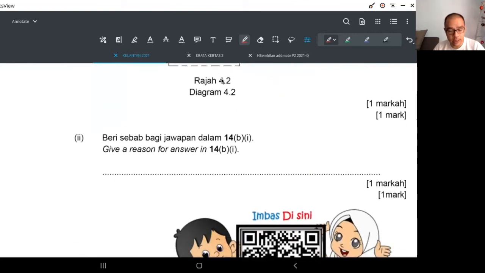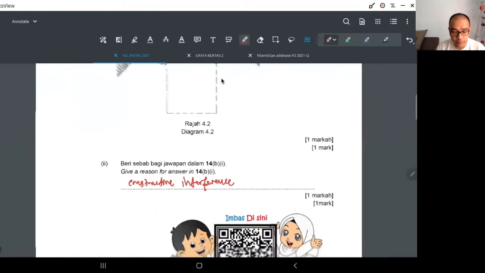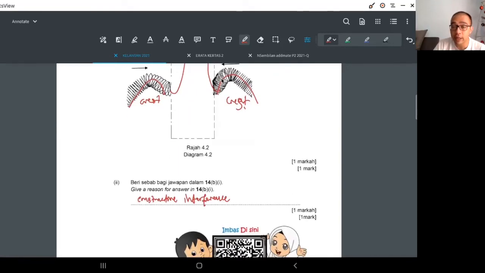And why does this happen? We have constructive interference. The crest and crest, when they combine, will become bigger, because they are added together lah. So we call this constructive interference.